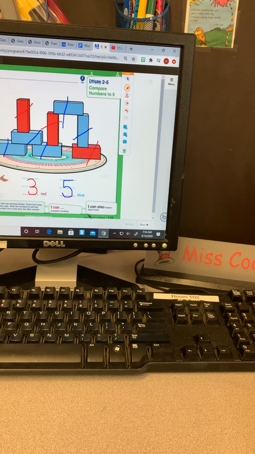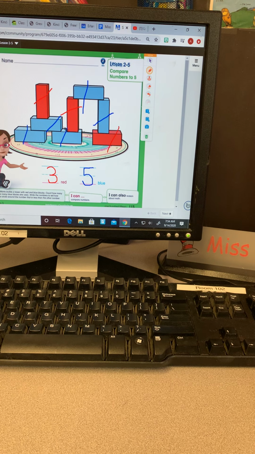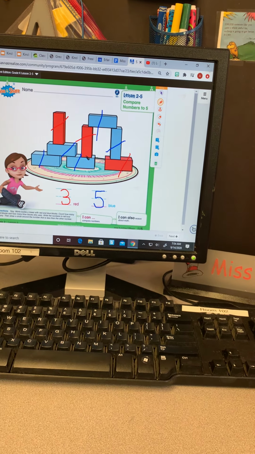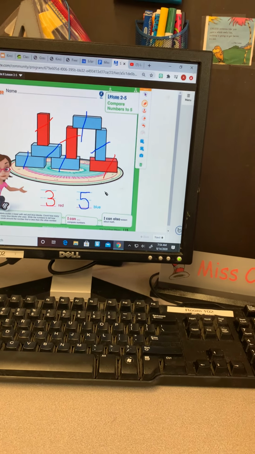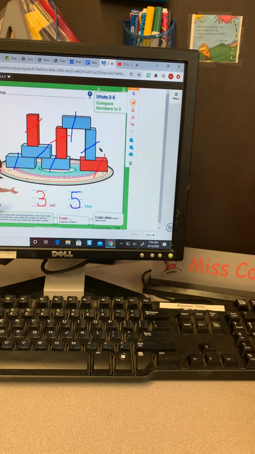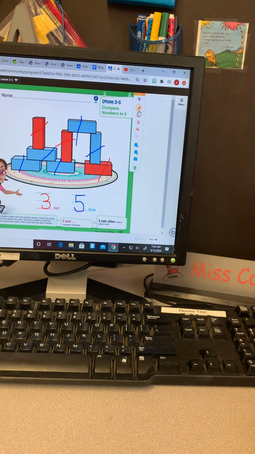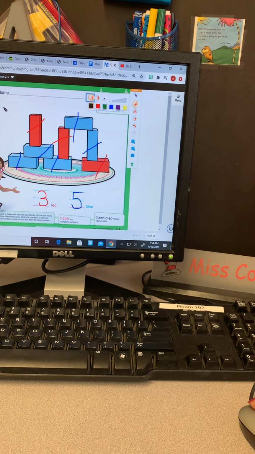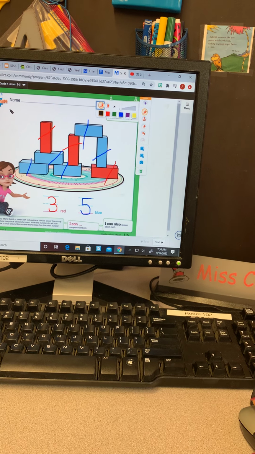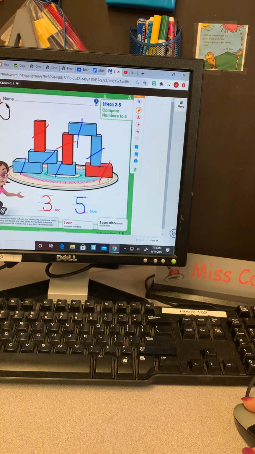Okay. So now I want to know which amount of blocks I have less of or more of. So do I have more red blocks or more blue blocks? Now, we have been looking at the picture to help us decide, but today I'm going to show you how to use a number line to also help you decide which number you have more of or which number you have less of. So I'm going to go ahead and start with the number 0.